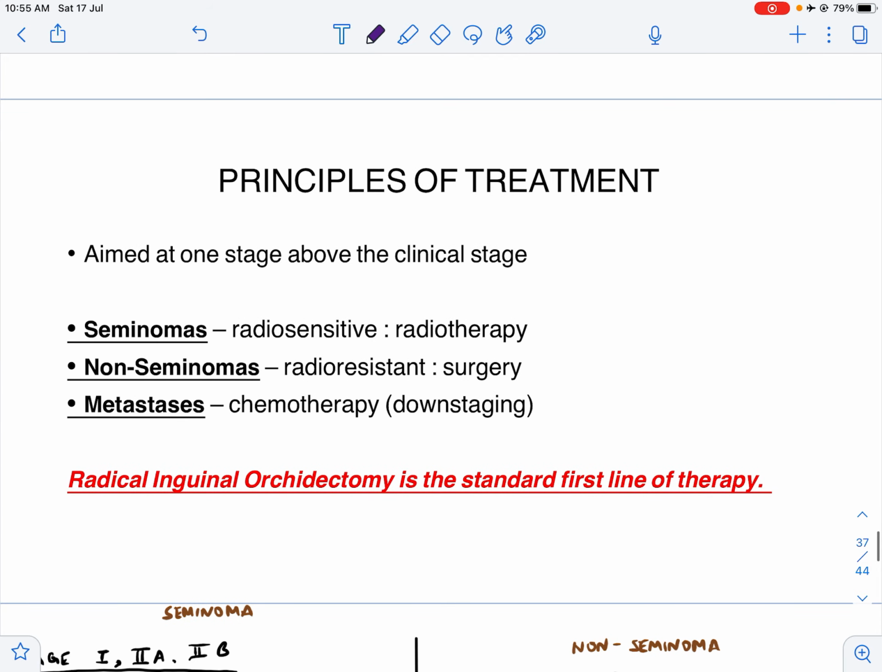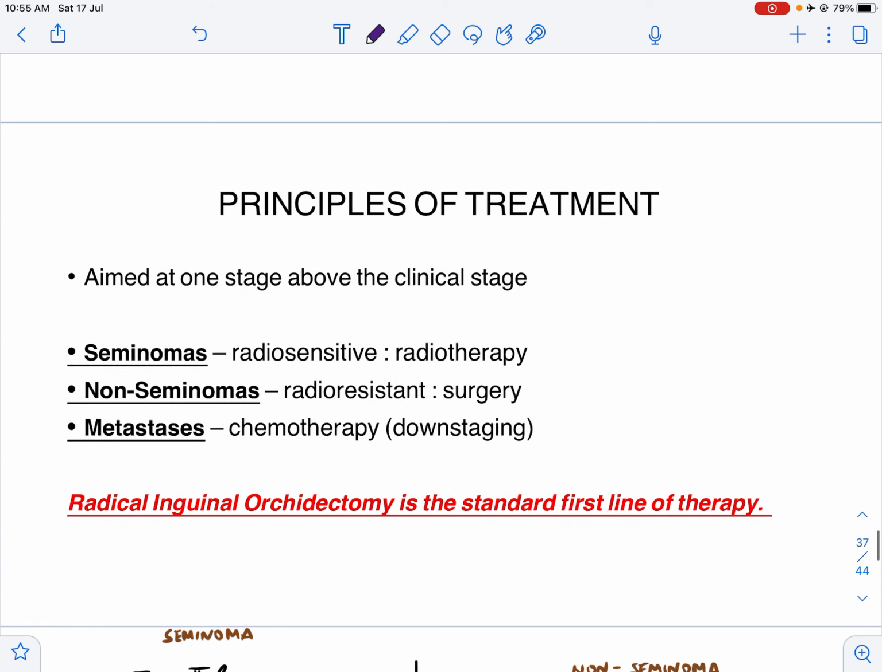Now, what are the principles of treatment of testicular tumors? The first and foremost principle is that you aim the treatment at one stage above the clinical stage. So, if I think it is a stage 1 tumor, I would treat it considering it to be a stage 2 tumor. If I clinically think it is a stage 2 tumor, I will treat it as a stage 3 tumor. If I clinically think it is a stage 3 tumor, I will treat it as a stage 4 tumor.